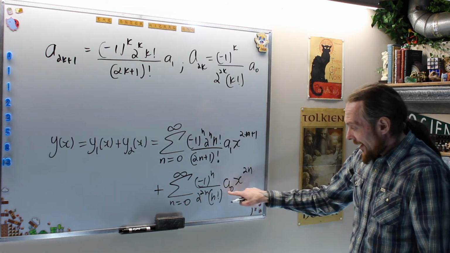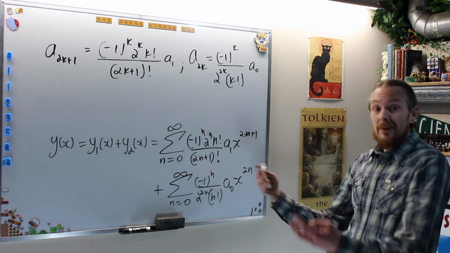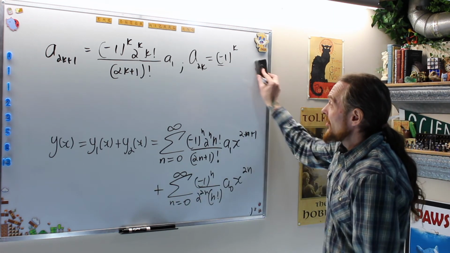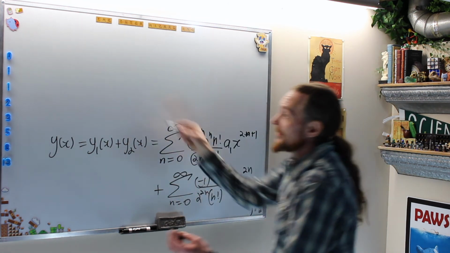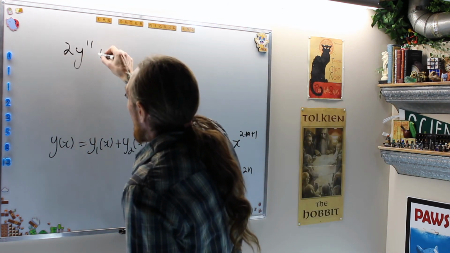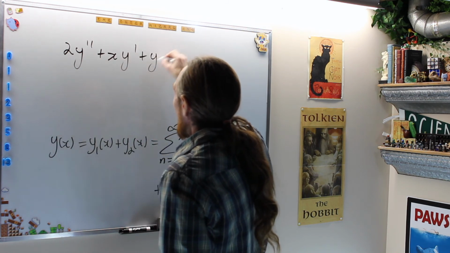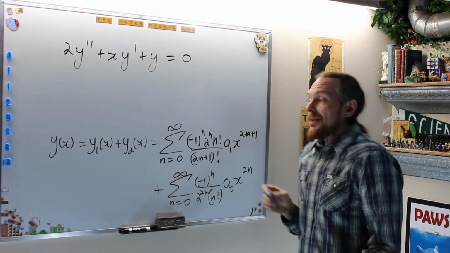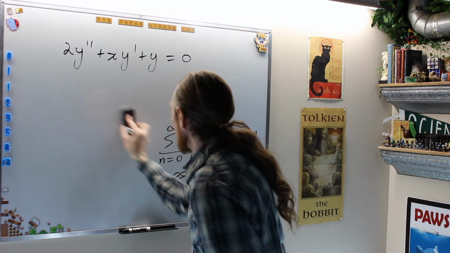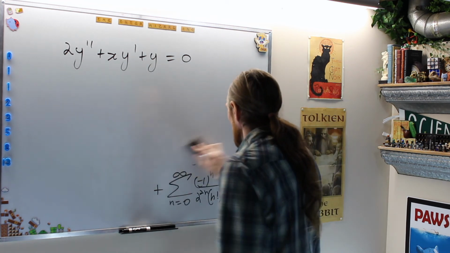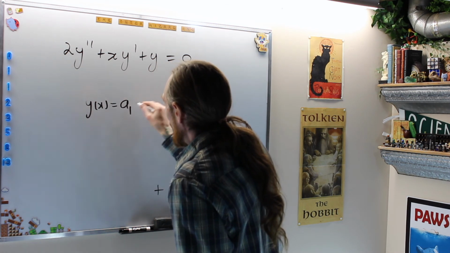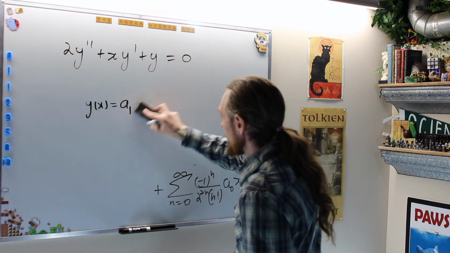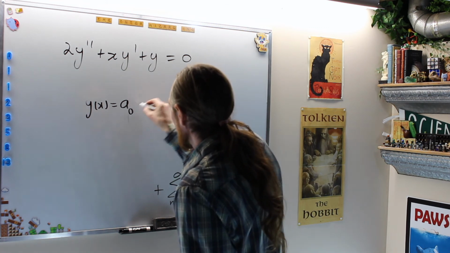These are linearly independent. I can take this out, and this is a constant, so I'm going to rewrite it one more time. The general solution to that original ODE, the original ODE was 2y prime prime plus xy prime plus y equals 0. The general solution to that is y of x equals a1, or let's use a0.